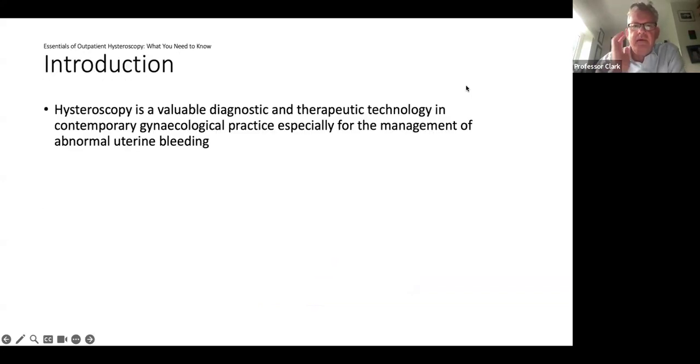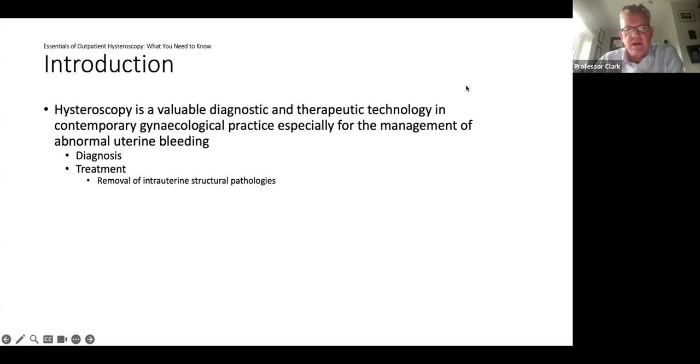So I think it is a valuable intervention. We need to diagnose and treat a number of conditions within the uterine cavity that may impact on bleeding or fertility issues. In particular, we want to diagnose pre-malignant and malignant conditions in women with abnormal bleeding, but also treat structural pathologies like polyps and fibroids, to treat some bleeding issues, but also often to enhance fertility in women with fertility issues.